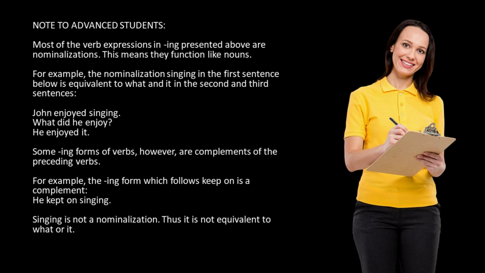Some -ing forms of verbs, however, are complements of the preceding verbs. For example, the -ing form which follows keep on is a complement. For example, he kept on singing. Singing is not a nominalization. Thus, it is not equivalent to what or it.